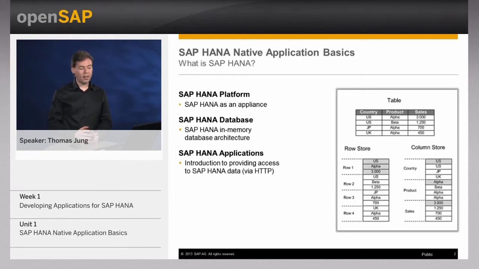However, in SAP HANA, we have the ability to also store data in a column store. And this is how most tables are defined in SAP HANA. When you organize data in a column store, this means all the data for the same column is stored together in memory. So as we see here in this diagram, all the country data is together, all the product data is together, all the sales data is together.